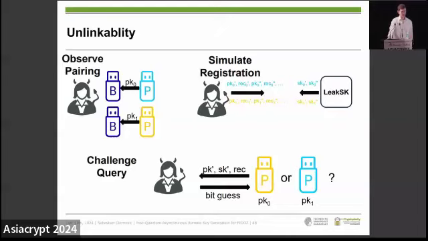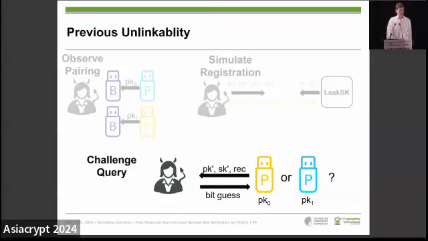And finally, the adversary gets a single challenge query where he receives a derived public key with the corresponding derived secret key and recovery information, and has to decide if this was derived from the yellow or from the blue authenticator.